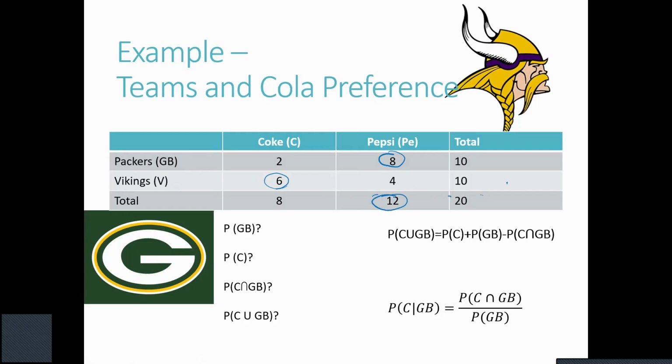So if we knew nothing about team, we would expect you to prefer Pepsi. But if we learn which team you prefer, aha, you're a Vikings fan, then all of a sudden we expect you to prefer Coke. All right. So now let's put some numbers to this.